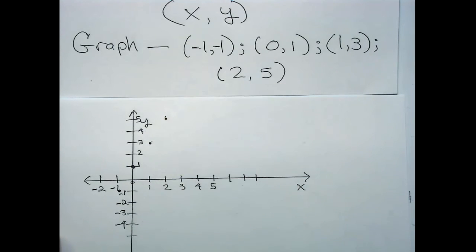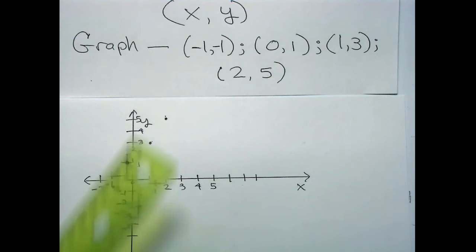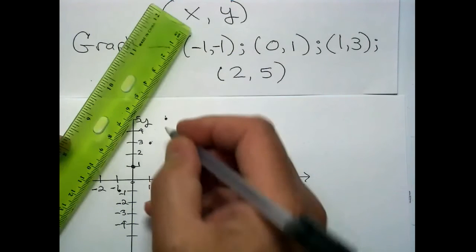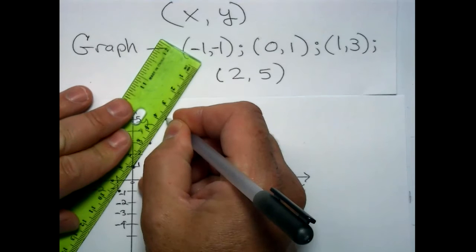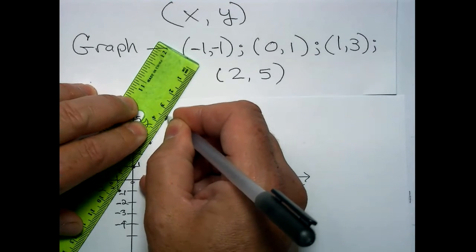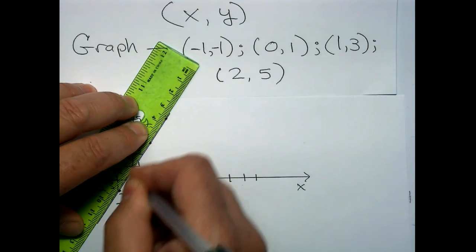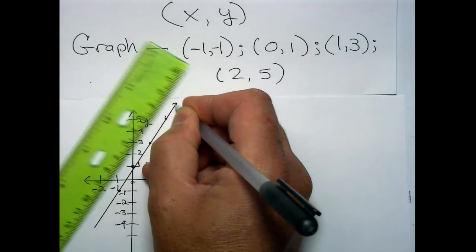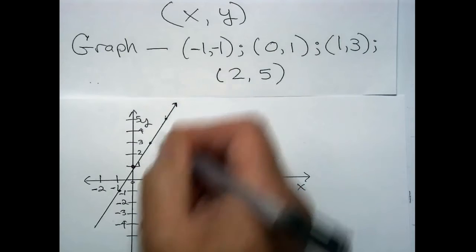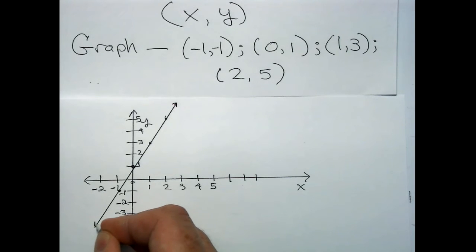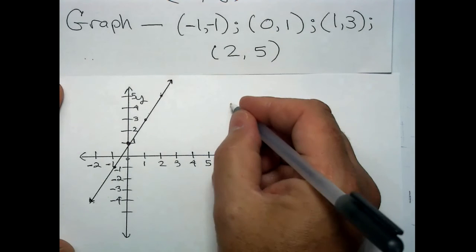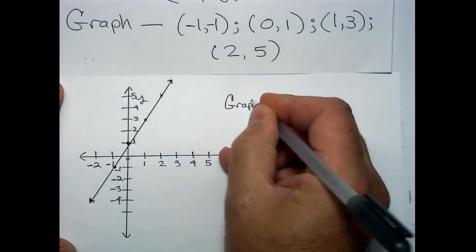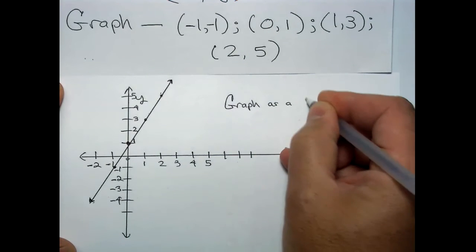Now, that's only 4 points. In order to visualize the graph, you want to see all the solution points. And look at that. They all line up because this is a linear equation. So it's a linear graph or a linear plot. So we put our arrows here to indicate that the graph, the plot, goes on forever and ever in both directions. So this would be the graph as a plot.